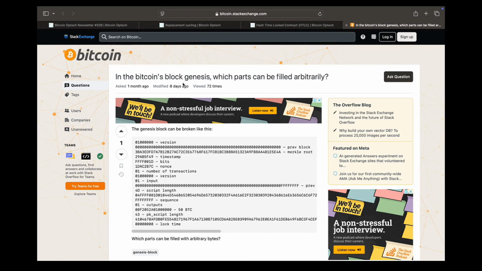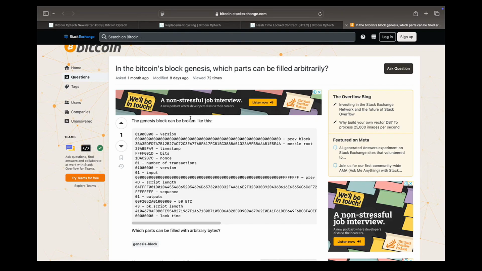In Bitcoin's genesis block, which parts can be filled arbitrarily, right? So the Genesis block is Bitcoin's first block. Currently we have, I don't know how many hundreds and thousands of blocks, I think more than 800,000 blocks. What's unique about the Genesis block is that it was hard coded. All the other blocks of Bitcoin were mined. They had to comply with a certain set of consensus rules, but the Genesis block did not have to comply with the consensus rules, and it was hard coded, right?